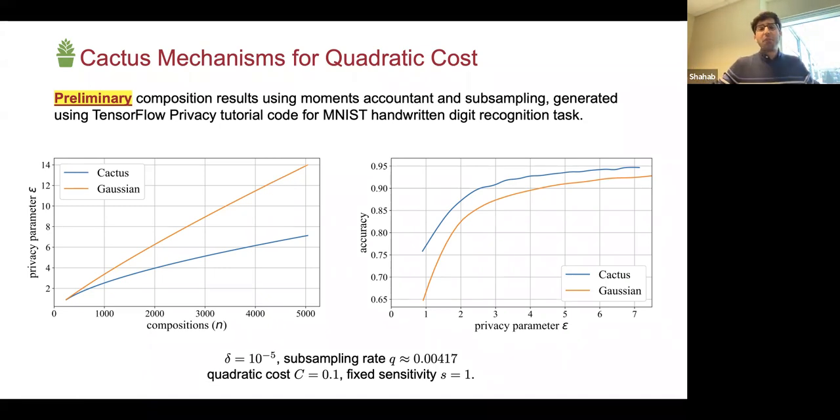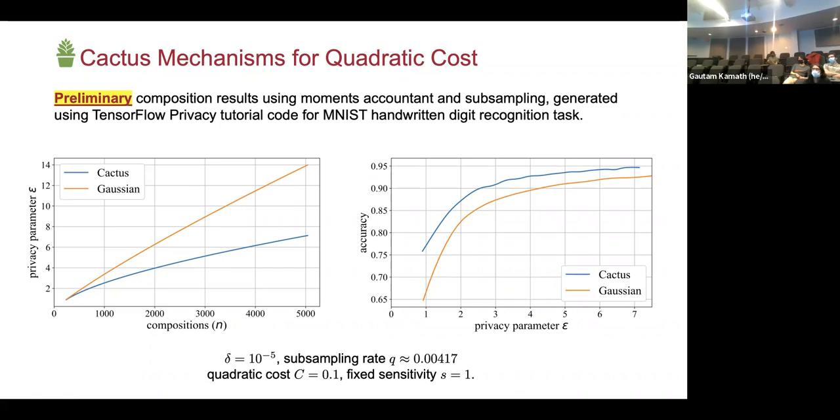But I have to say that we know the moments accountant is not optimal. Right now, we are working on some better accounting techniques. If we use a better accounting technique than the moments accountant, I expect the gap between Cactus and Gaussian to be even bigger.